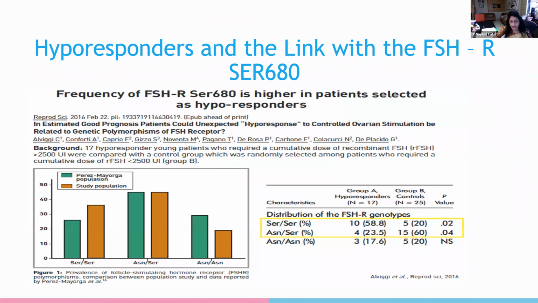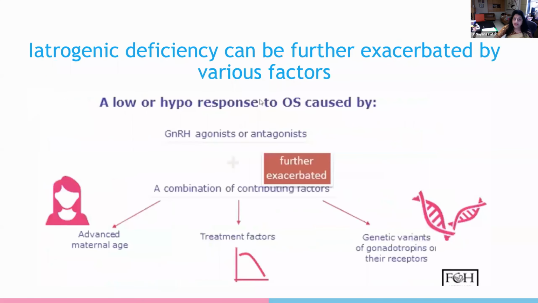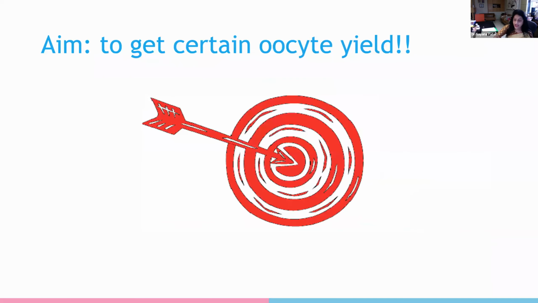When they studied the hyporesponder patients' receptor polymorphism, they saw that almost 80% in the hyporesponse group had this, compared to 20% in the normal group. Iatrogenic can be when you have used an antagonist or a long agonist protocol aggressively, further with an advanced age patient, or where you had not diagnosed any genetic variant. We don't do that test routinely. Or the treatment itself was faulty, you had faltered in giving the right dosage.